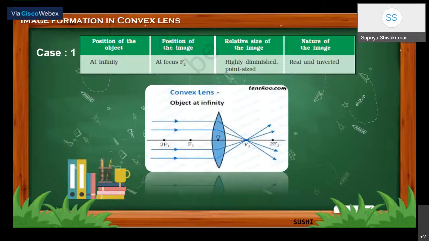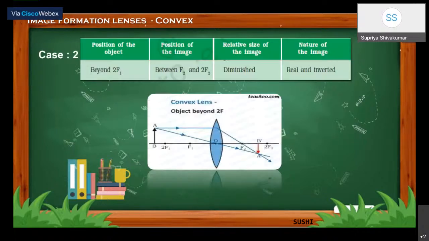You are very clear with this. You have practiced this, mugged up this table so many times, but at the same time, you have to be very, very clear with this table. Each and every row can be asked in a different way in your multiple choice question. So this is case one. When the object is at infinity, the image comes at focus F2, the nature is real and inverted, and it is highly diminished, which is nothing but point size.